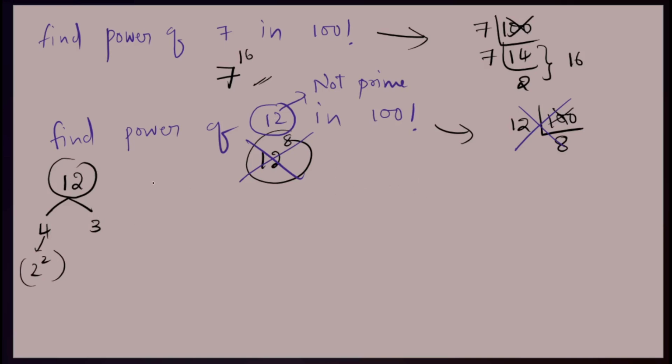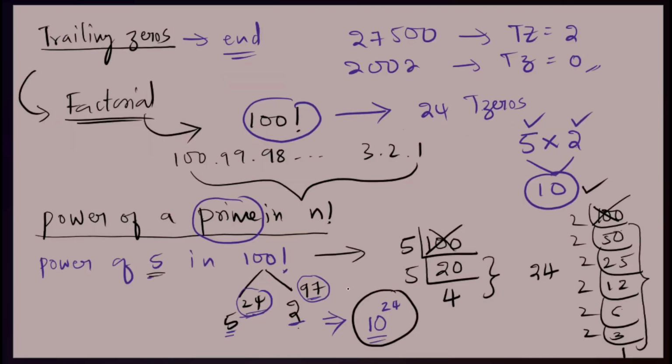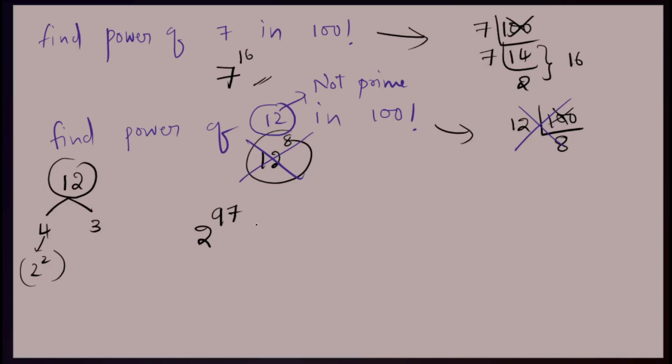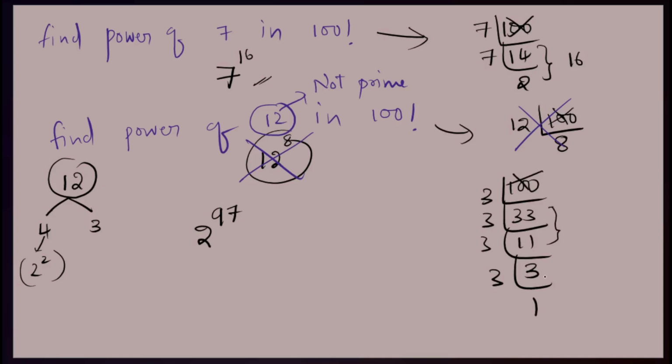Already we found the power of 2s in 100 factorial. How many 2s are there in 100 factorial? 2 power 97. In the previous question we already did. Let us find the power of 3s in 100 factorial. 3 33s, 3 11s, 3 3s are 9, and 3 1s are 3. So this is 33, 44, 48. You got 3 power 48. So the power of 2s in 100 factorial is 97, and the power of 3s is 48.